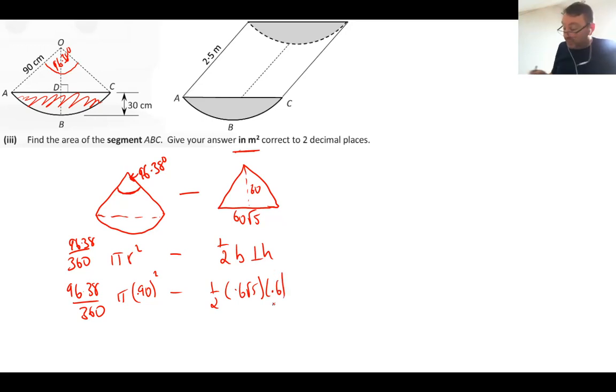And again, there's nothing more there than calculator work. So when we work that out, we will end up with, on your calculator, 0.28 meters squared. You can just tap that into your calculator exactly as it is, and the answer of 0.28 meters squared will come out.